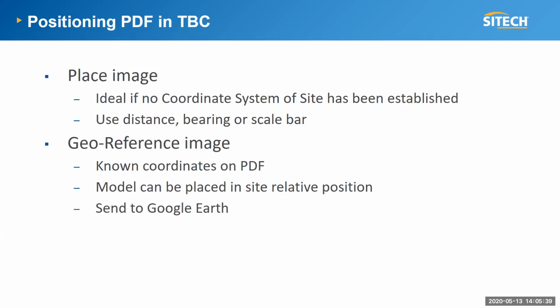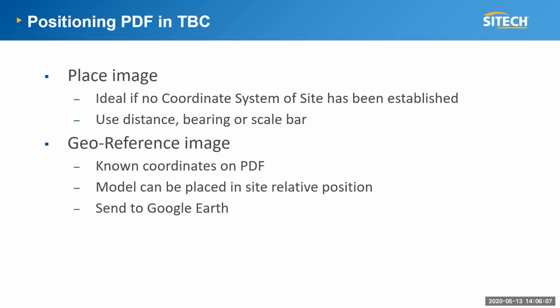Now, the two types of PDFs. You can get the raster image, which is not the best. If you bring a raster image into Business Center, what that means is you're going to have to digitize or trace over all the lines one by one. So there's not a lot of smarts in it. That's one way of doing it.